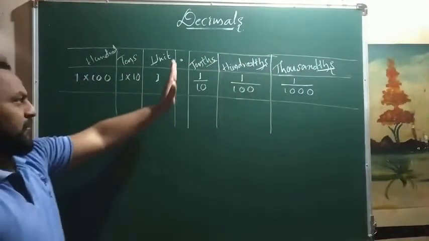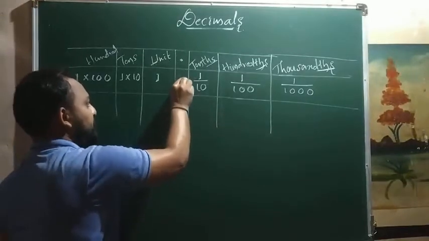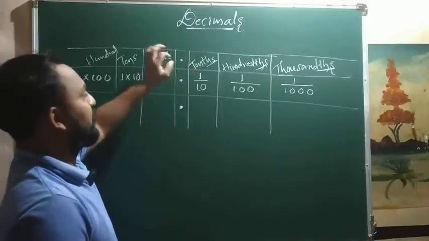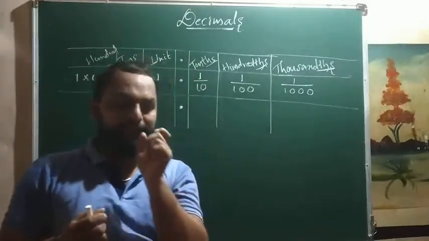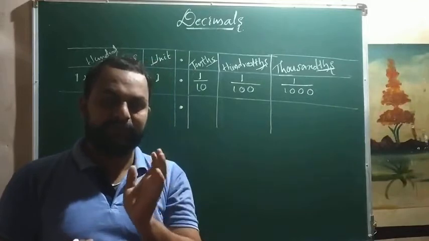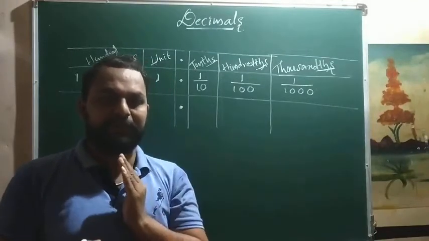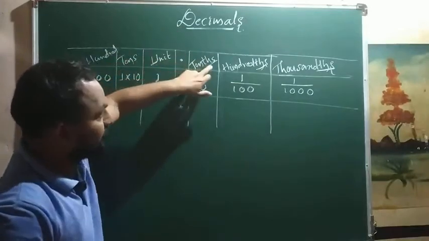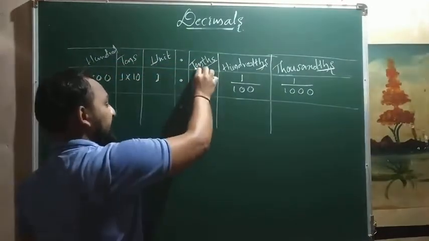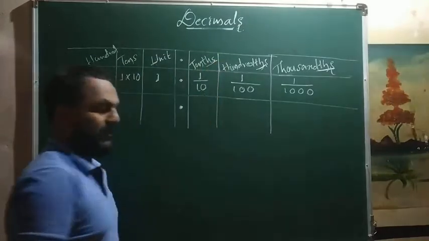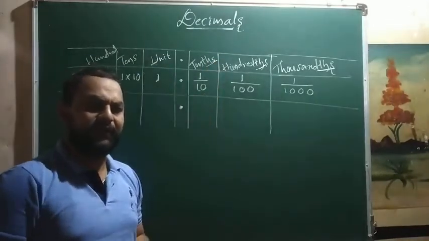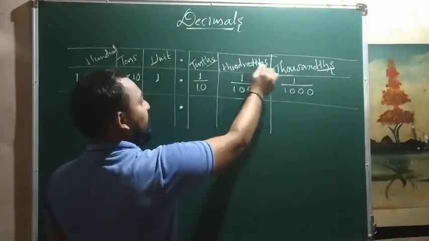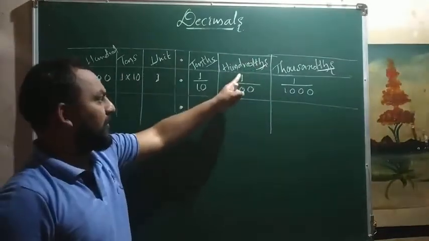Here are the places after the decimal point. Always remember, the decimal point comes after the unit place. After the decimal point, the next place is the tenths place. It means 1 divided by 10, or any number divided by 10. The next place is hundredths. Hundredths means 1 divided by 100.